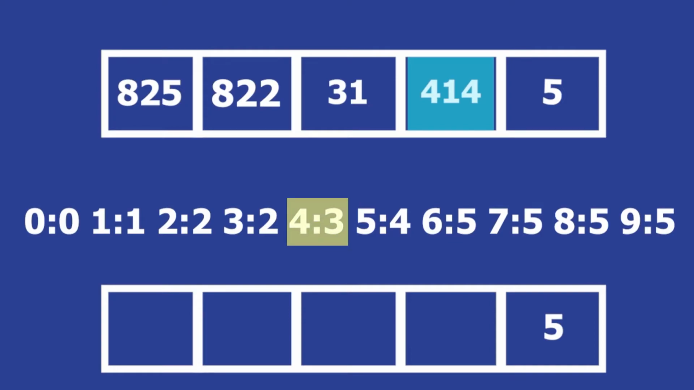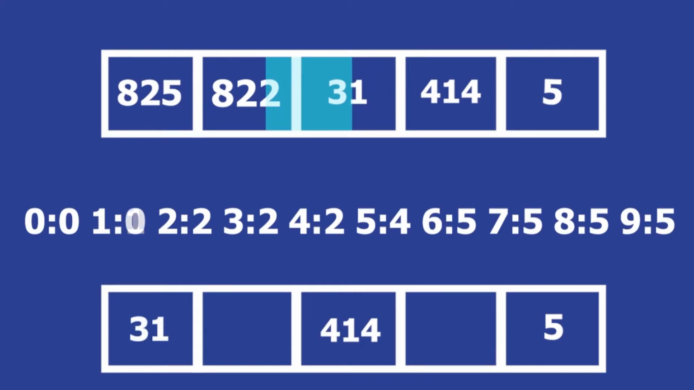The number corresponding to 4 is 3. That tells us 414 is going to occupy the 3rd position. Following this, we decrement its value and move our loop down. 31, its units place is 1, and our table tells us that occupies the very first location. 31 goes into location 1. We decrement its count and we have a look at 822. Last digit 2, it occupies the 2nd location.